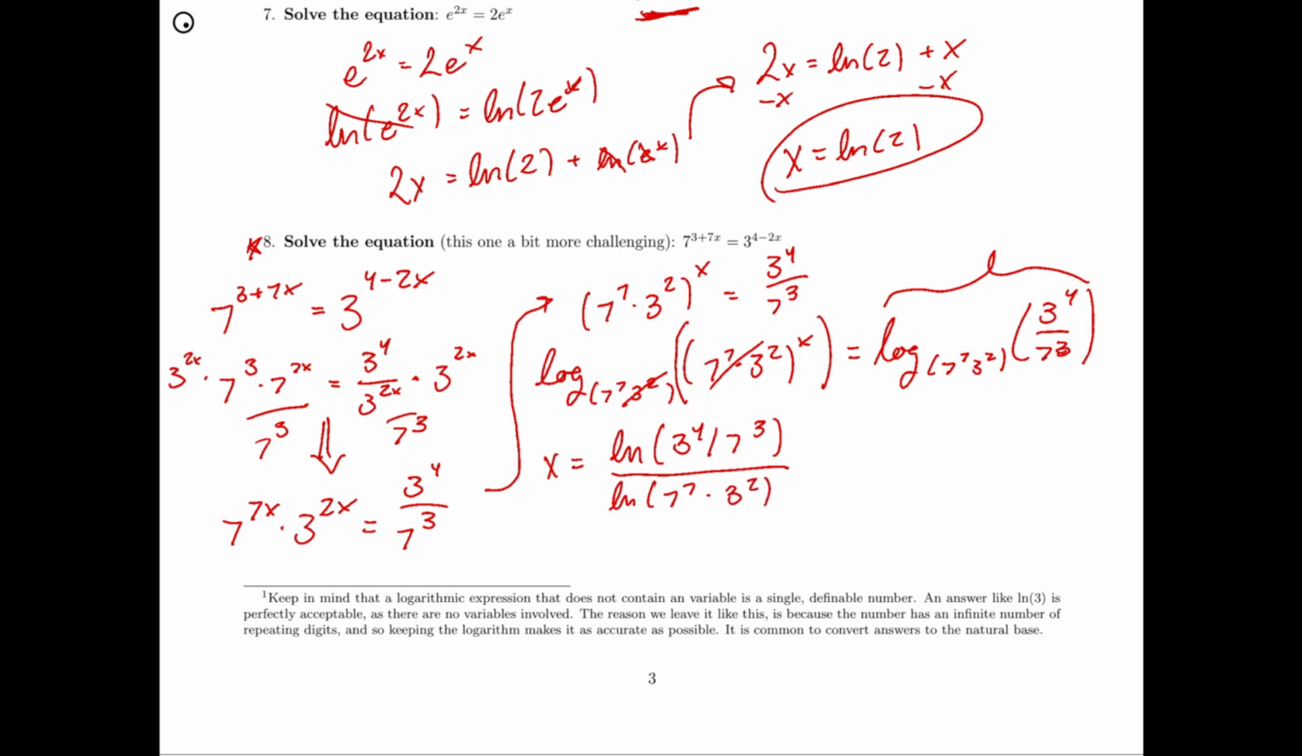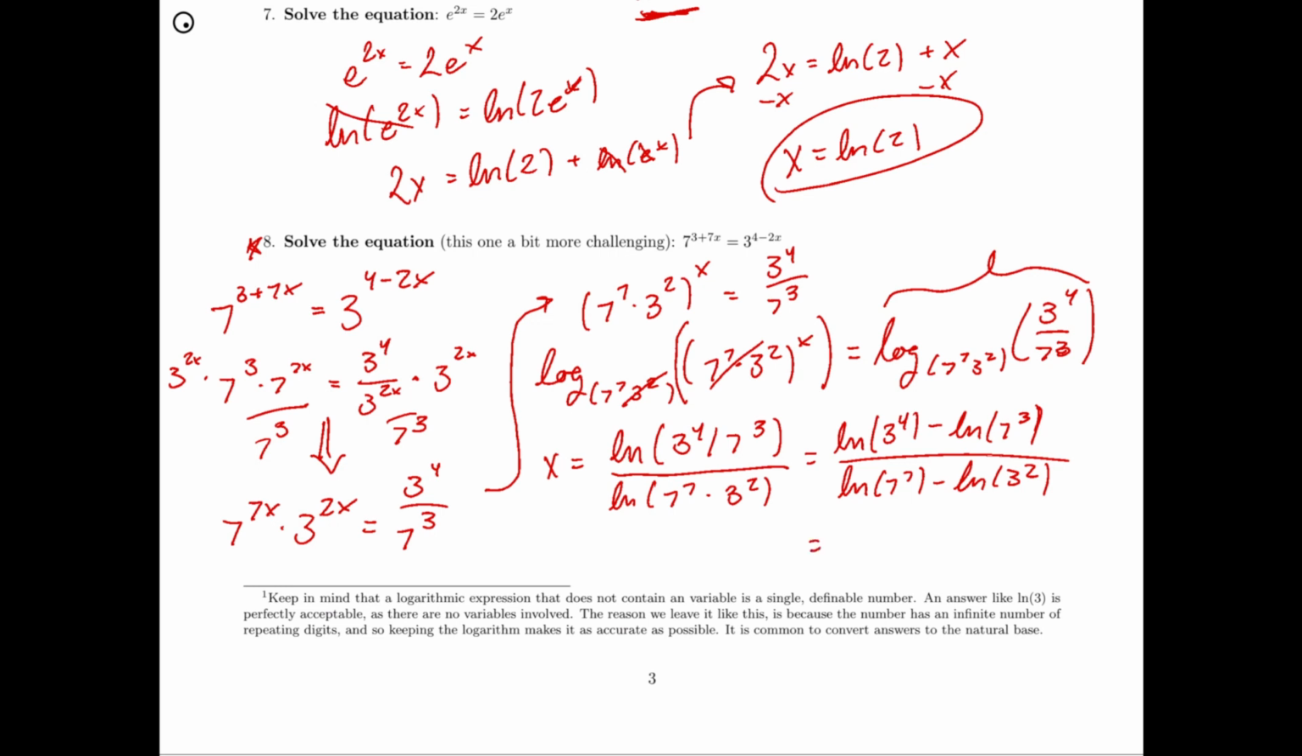Now I can pull apart these natural logs using properties of logarithms. And so what I will get is the final simplified answer of natural log of 3 to the 4th minus natural log of 7 to the 3rd, over natural log of 7 to the 7th minus natural log of 3 to the 2nd. I actually lied. That's not the simplified answer. We can take this a step further by bringing down the exponents.